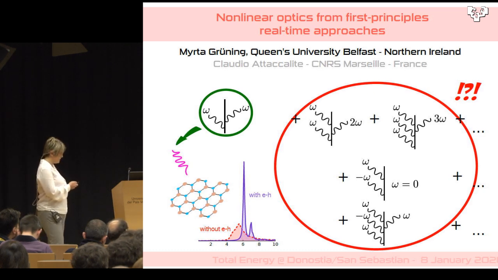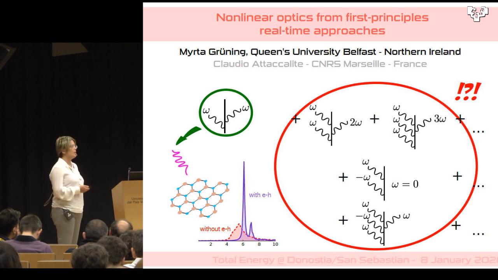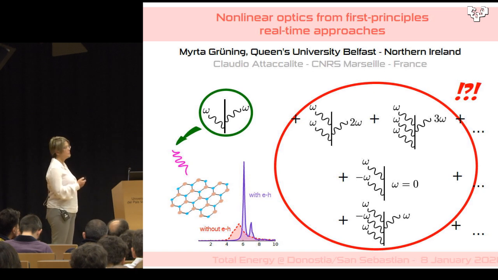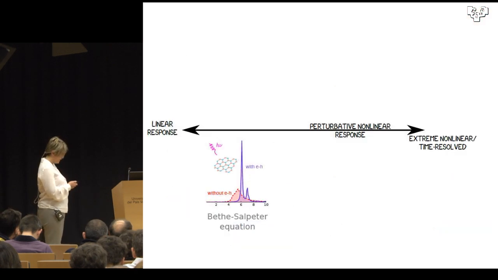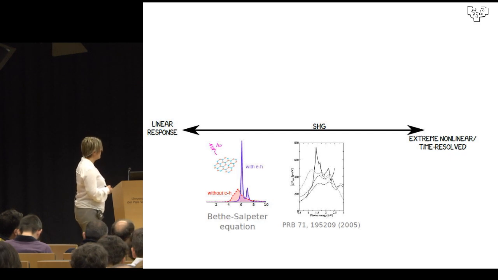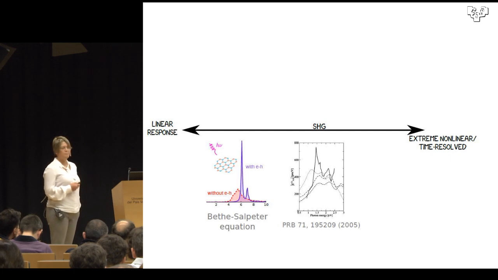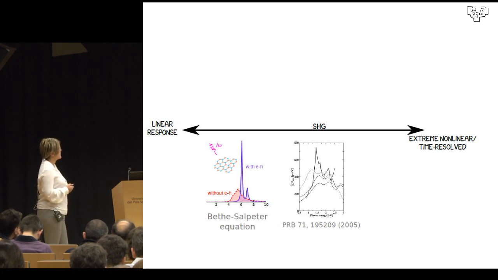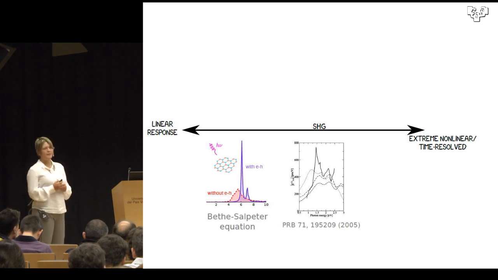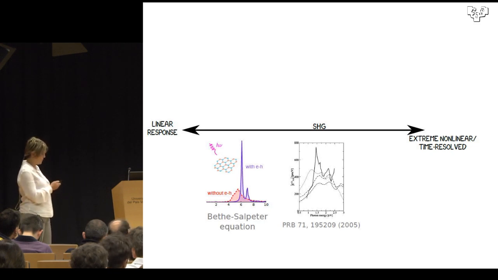However, there were no existing tools for going beyond the linear response and going to nonlinear optical properties. In fact, there were a few works. For example, this is a calculation using a Bethe-Salpeter-like approach for the second harmonic generation of gallium arsenide, but they were just, I would say, sparse, and there were no tools available to the community.